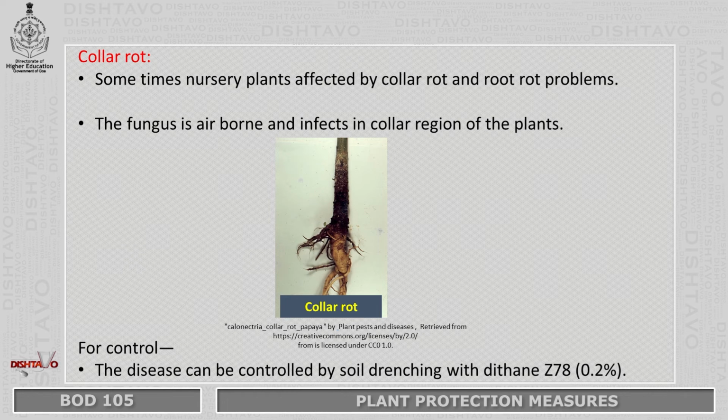Collar rot. Sometimes nursery plants are affected by collar rot and root rot problems. In the picture, you can see collar rot. The fungus is airborne and infects the collar region of the plant. For control, the disease can be controlled by soil drenching with Dithane Z-78 at 0.2%.